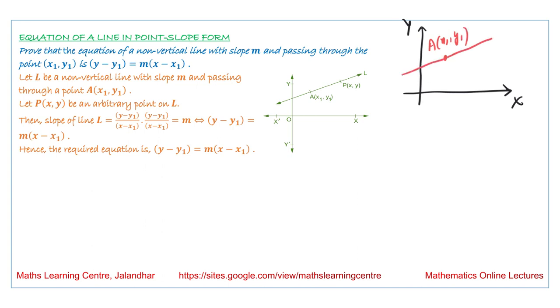This is the line that we want to find, and it is given that the slope of this line is m. So we want to find the equation of this line. In the previous case we were given 2 points; now the slope m is given and the point x1, y1 is given.